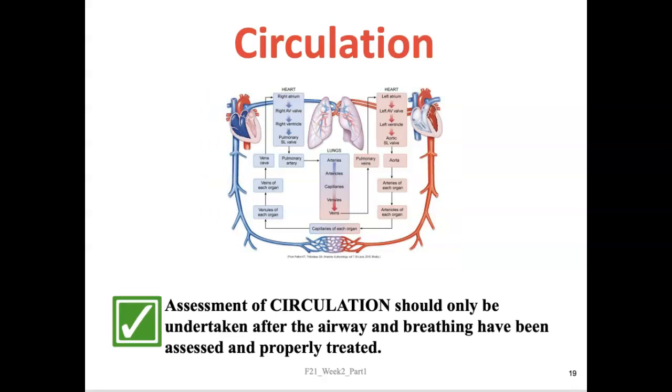So next is our circulatory system. And remember that assessment of circulation should only be undertaken after the airway and breathing have been assessed and properly treated. And so what you're doing here is assessing the circulatory system to determine the effectiveness of the cardiac output, the volume of blood ejected from each heartbeat. So how do we do that?